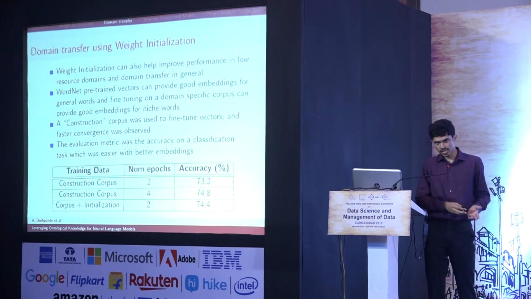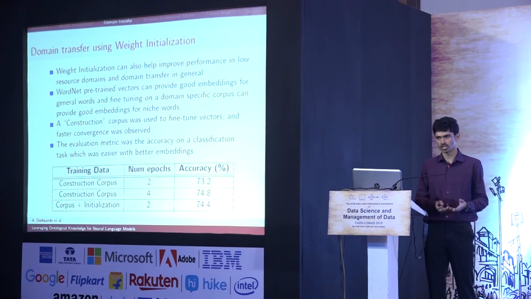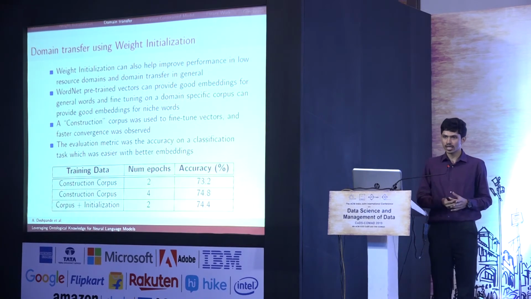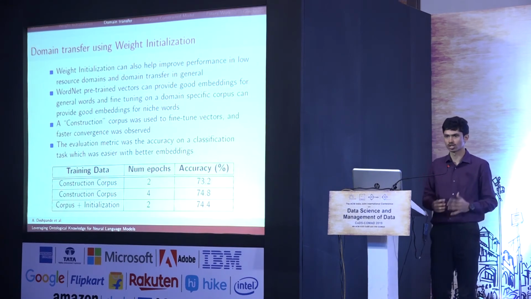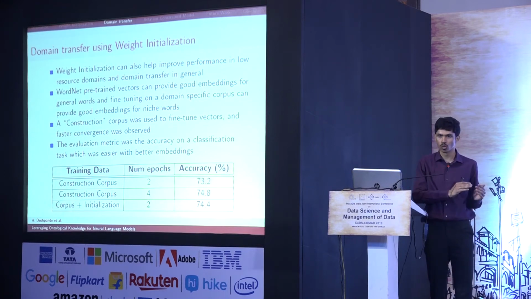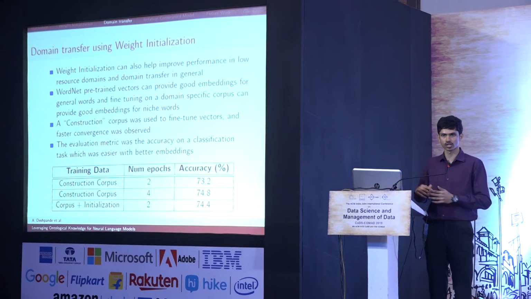Naturally, we extended this simple method for domain transfer as well. We chose a specific domain, in this case a construction domain, because there was a recent corpus which was released along with a lot of evaluation sets. It's very hard to find good evaluation tasks for word vectors. We again used WordNet for weight initialization, and then did some fine tuning on a construction corpus. The intuition here is that WordNet will give word vectors for common sense words, and when you fine tune it on a domain which has very specific lingo, in this case very construction-specific words, you will be able to get word vectors for that domain as well.